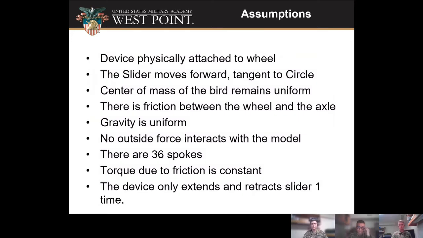So we began with our assumptions. We assume that the device is physically attached to the wheel, that the slider moves forward tangent to the circle, that the center of mass of the bird remains uniform, that there's friction between the wheel and the axle, that gravity is uniform, no outside force interacts with the model, so it's a closed system, that there are 36 spokes, that torque due to friction is constant, and that the device only extends and retracts with the slider one time.